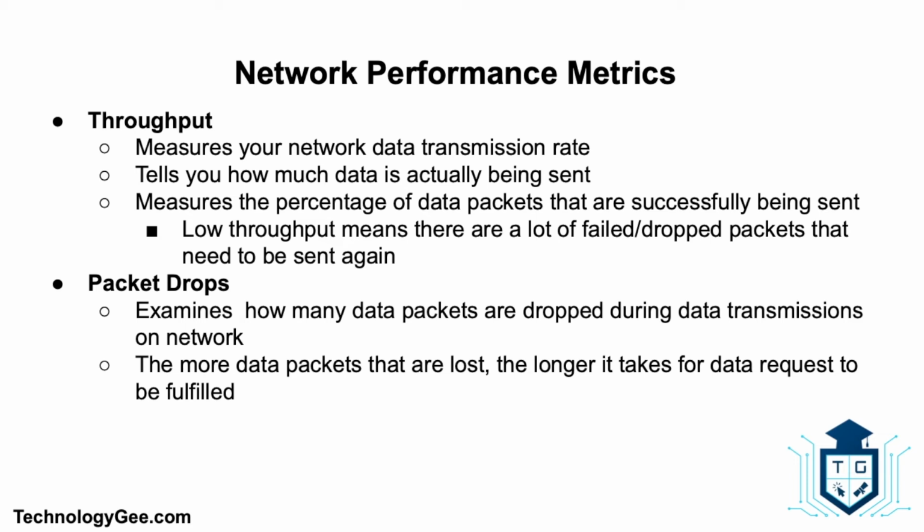This measures your network's actual data transmission rate, which can vary widely through different areas of your network. While your network's bandwidth measures the theoretical limit of data transfer, throughput tells you how much data is actually being sent. Specifically, throughput measures the percentage of data packets that are successfully being sent. A low throughput means there are a lot of failed or dropped packets that need to be sent again. And the next one is packet drops, and this examines how many data packets are dropped during data transmissions on your network. The more data packets that are lost, the longer it takes for a data request to be fulfilled.